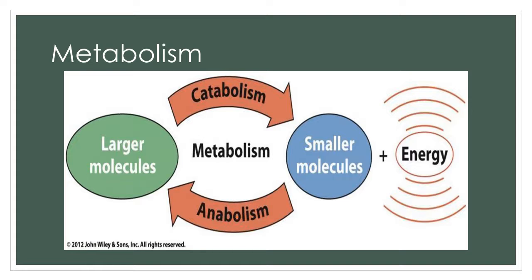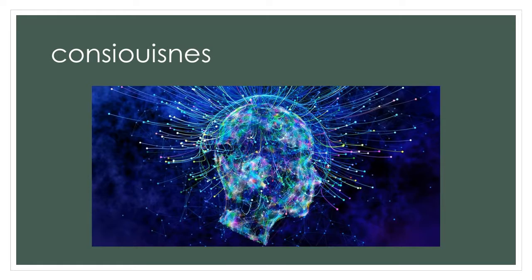Metabolism is a characteristic which comprises catabolism and anabolism. Catabolism is the breaking of larger molecules into smaller ones, that is respiration, and anabolism is to make, that is photosynthesis, with the liberation of energy. So this characteristic is found only in living organisms. So there is a big change.